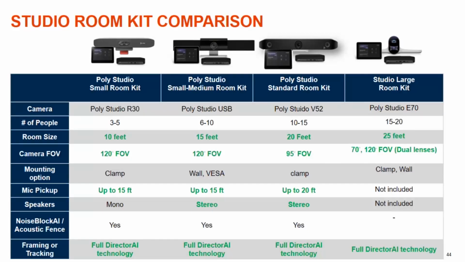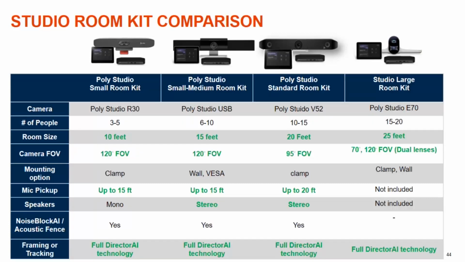So this is a small comparison between the small room, medium room, standard room, and larger room kit. The first one is R30, then Poly Studio USB, then Poly Studio V52, then Poly Studio E70. For a smaller room, 3 to 5 people can be accommodated. For small to medium room, 6 to 10 people. For standard room kit, 10 to 15 people. For studio large room kit, 15 to 20 people can sit. So based on the room size, as I explained in the previous slides, 10 feet, 15 feet, 20 feet, and 25 feet. The camera field of view is 120 degrees for R30, and 120 for Poly Studio USB also.